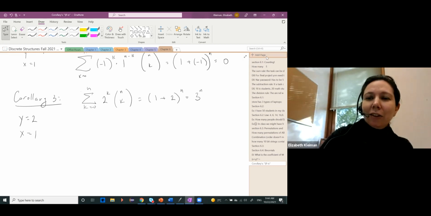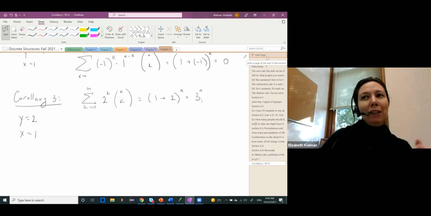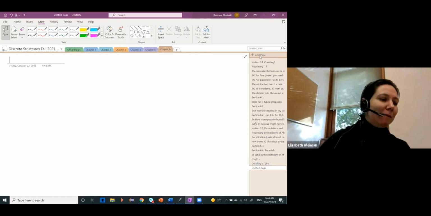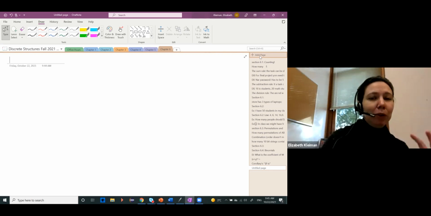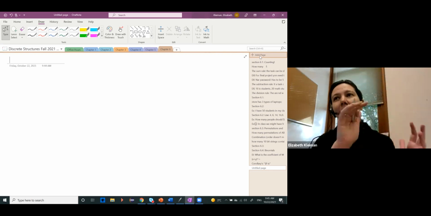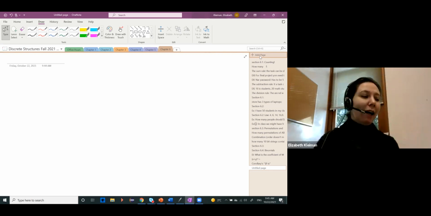Great. So this is how you can play with those formulas and get a lot of interesting identities. And those of you who take Calc 2, for example, you're going to learn a lot about sums and conversions. A lot of it comes directly from this binomial theorem.